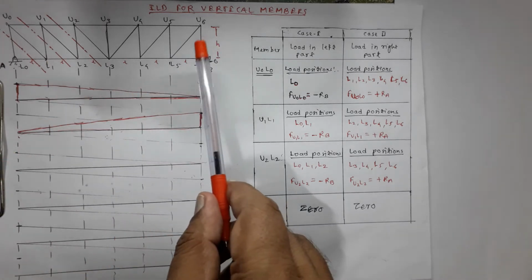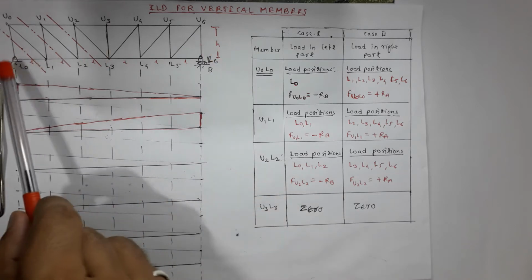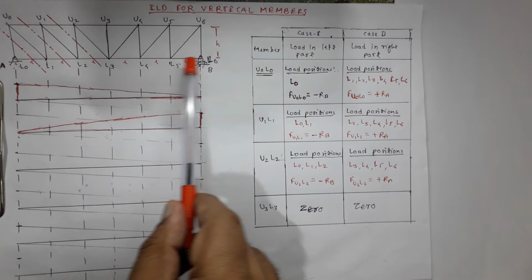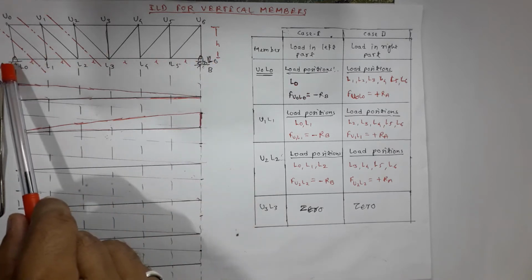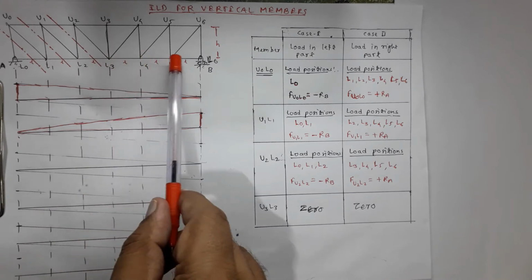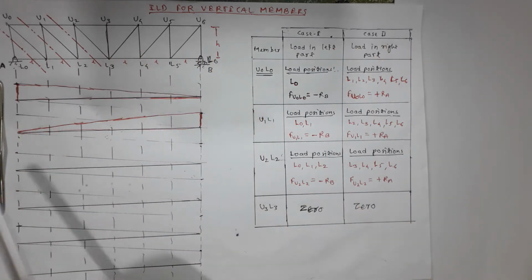Let it be a through type of truss. And you know that in case of through type of truss, the load moves along the bottom chord line. So the load positions are going to be L0, L1, L2, L3, L4, L5 and so on. So load is taking these positions along the bottom chord line.